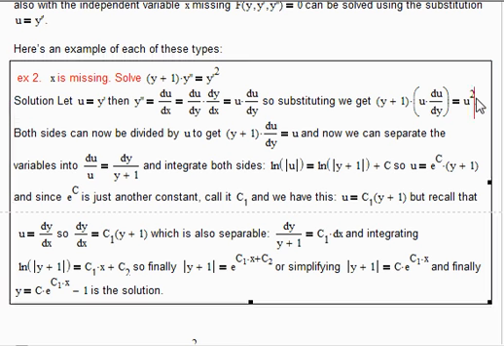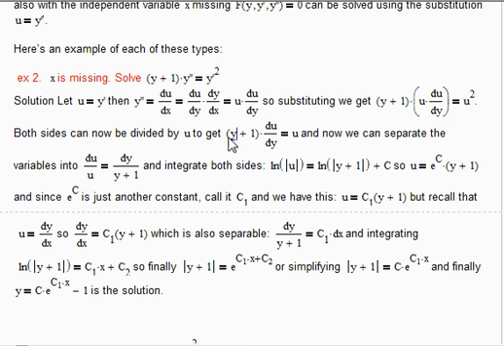Now that we have this situation, we can divide both sides by u. That cancels this u and one of these u's, and we just get y plus 1 times du dy equals u. Now we can separate the variables. Dividing both sides by u, multiplying both sides by dy, and dividing both sides by y plus 1, we get du over u equals dy over y plus 1. Now we integrate both sides: ln absolute value of u equals ln absolute value of y plus 1 plus c. There has to be a constant on both sides, but we'll just combine them into this one constant.